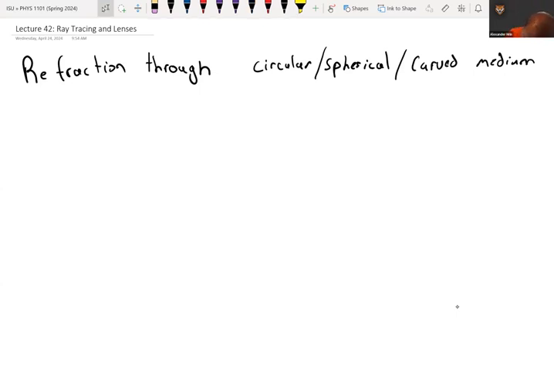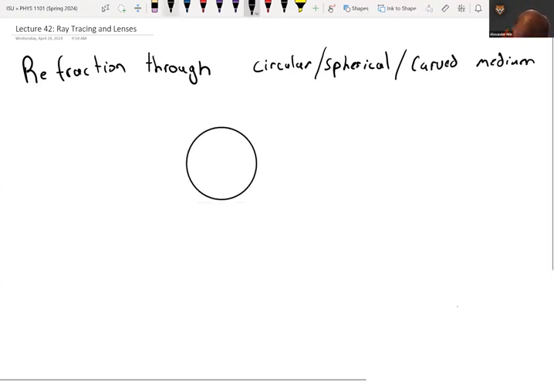So basically, instead of having a rectangle, like a block of transparent material, what you have now is either a sphere or a cylinder of transparent material of some kind. So the question then, okay, what does this actually do? Well, it depends where the rays strike it, and how they strike it.